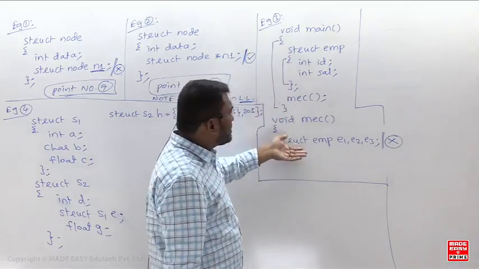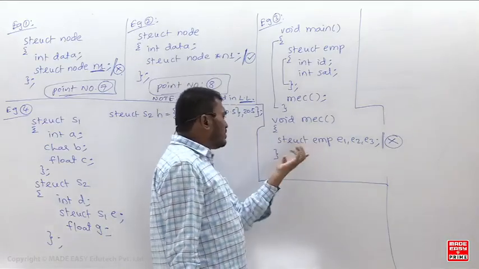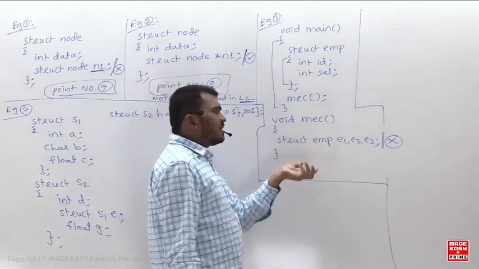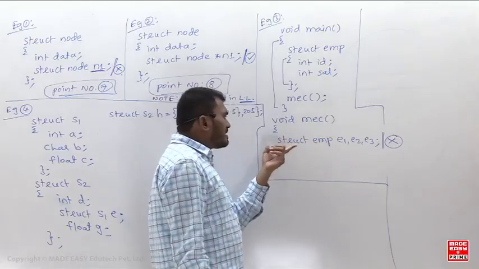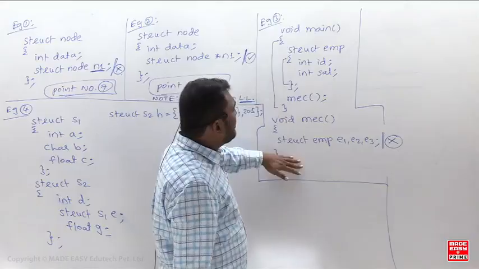Main के बाहर आने के बाद structure variable बना रहा है. So scope problem. Is that clear? So this MEC function doesn't know about this structure at all. Okay, इसको पता नहीं है where is the structure available. Is that clear?